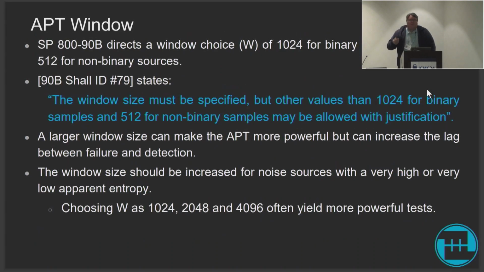Okay, and then next, let's talk about the APT window. The APT window is the chunk of symbols within which you count the number of times that the reference symbol is present. As I mentioned earlier in the presentation, that's expected to be 512 or 1024, depending upon what the system is, in 90B as written. However, it's really important to note that NIST allows you to choose other values so long as you justify why you've chosen that other value and what benefit you get from it.